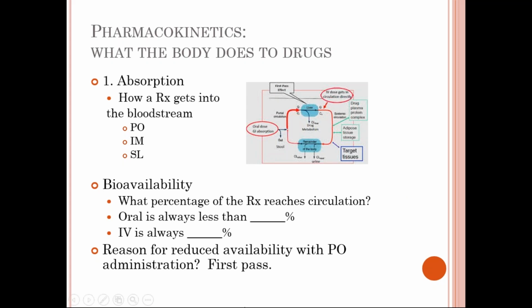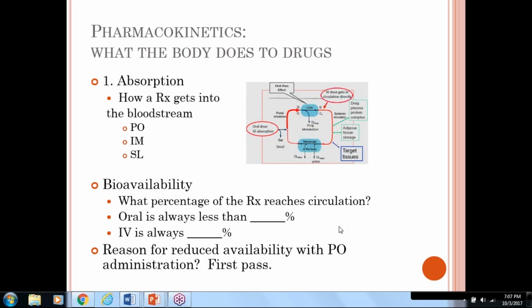Bioavailability is how much of the drug makes it into circulation, because to move around, which is the next step, drugs have to get into your blood. Oral administration is always going to be less than 100%. IV is always going to be 100% because you're putting it straight in. As far as I know, there are certainly no IV psychiatric medications that we'll be talking about. So that's kind of a non-issue.